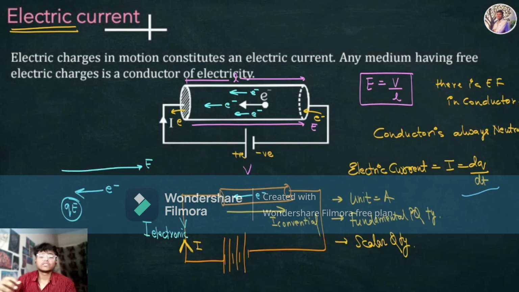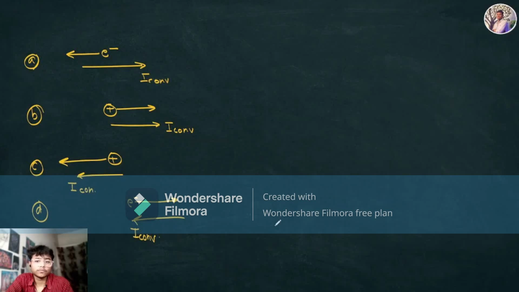What is the conventional current? There is a circuit given here. The flow of electrons is opposite to the conventional current. We take the conventional current opposite to the flow of electrons. So if electrons go from here to here, the conventional current is in the opposite direction. And what is the unit of current? Ampere, it's A.